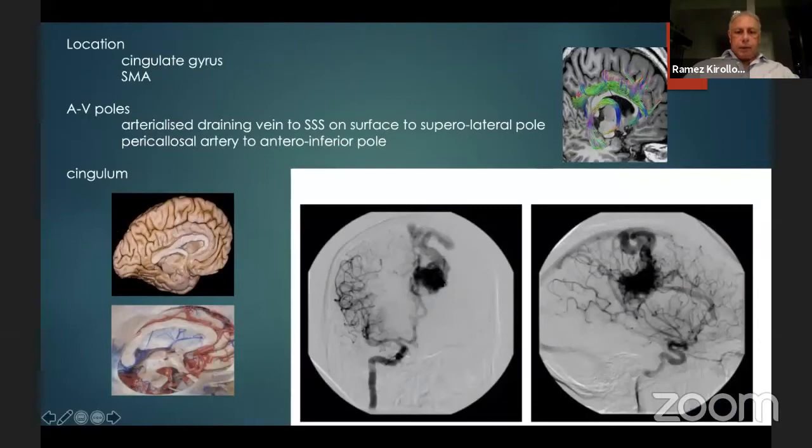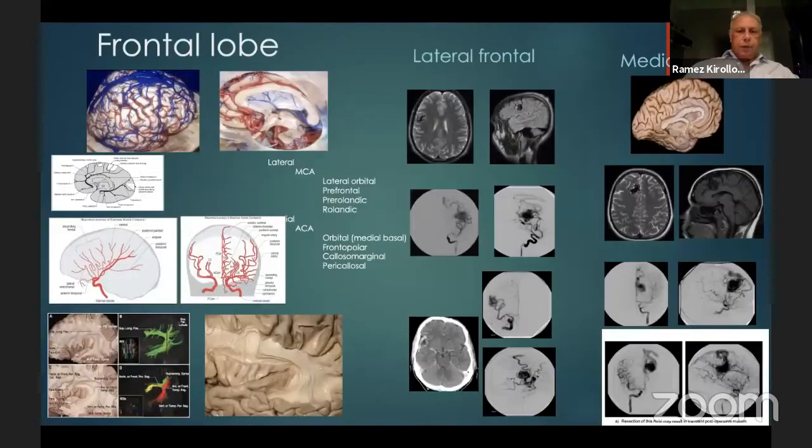The medial ones, as you can see, there is a pattern now, so you know that this AVM will be adjacent to your SMA area and the cingulate gyrus, and deep to it, there will be the white matter tract of the cingulum. So you'd expect this patient to have a transient mutism and hemiparesis if they have an SMA syndrome. So this was the frontal lobe.